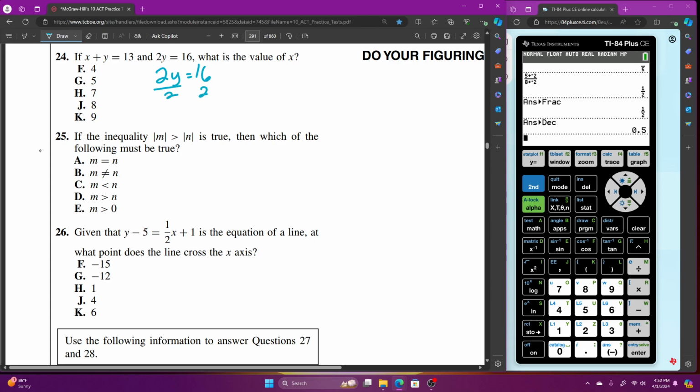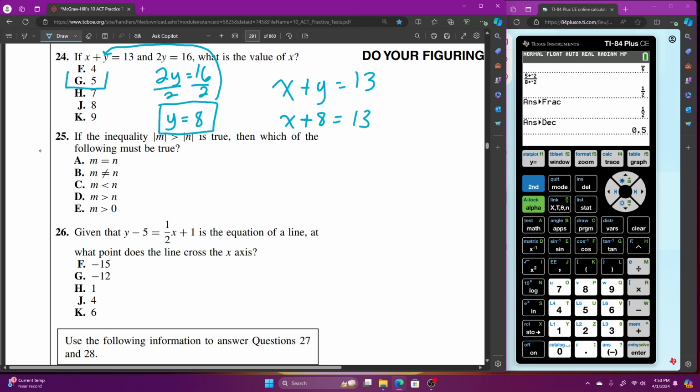So if 2y equals 16, then y equals 8. And now we can substitute that in. If y equals 8, then x plus y, meaning x plus 8, equals 13. What number plus 8 equals 13? You got it. It's 5.